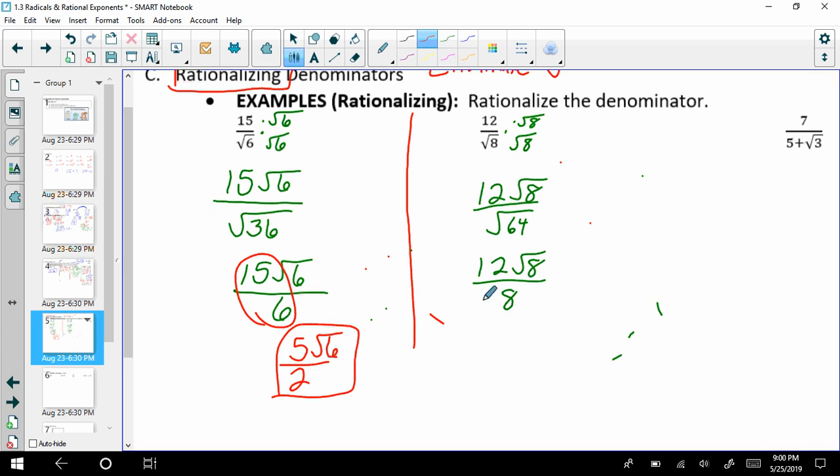And then I would like you to simplify the fraction. What is the biggest number that goes into 12 and 8? And that would be 4. So 4 into 12 would be 3. And 4 into 8 would be 2.